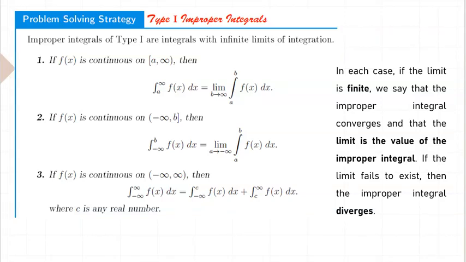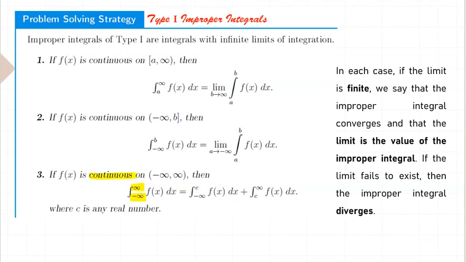So let's see the other possibility. In type 1 of improper integral, it may be possible that both the limits are infinite, like you have the integral from minus infinity to infinity for the function f(x) dx, and it is given that the function is continuous in this interval.